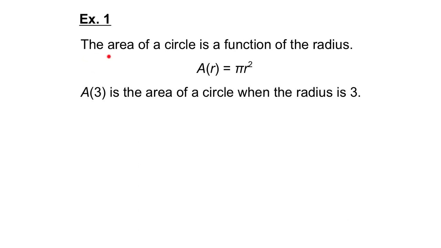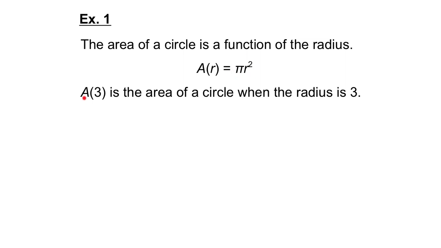For example, the area of a circle is a function of the radius. So you might remember the area of a circle is calculated by pi times the radius squared, pi r squared. Now I can write that as function notation, area as a function of the radius. So A is the name of my function, A for area. R is the input. This is the rule that we follow to get the output.